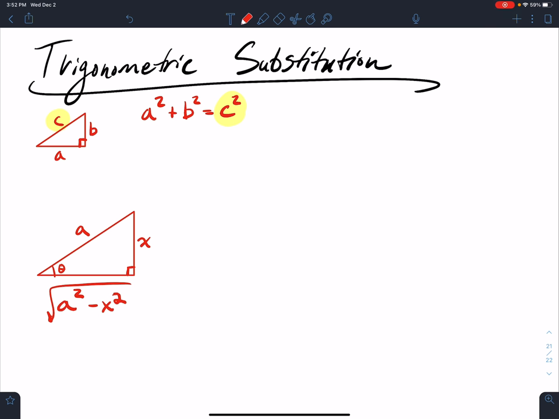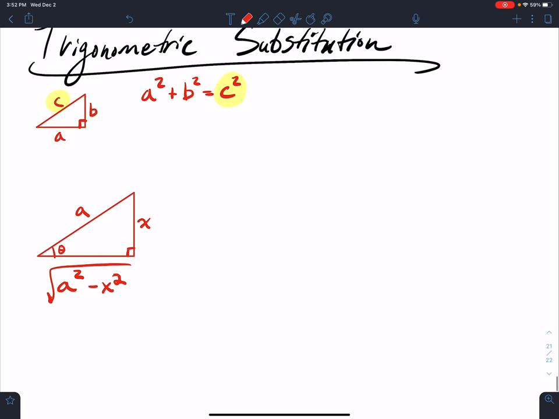some variable. So if I see a scenario like this where I have like 9 minus x squared, okay, my substitution for this triangle is sine of theta. Now remember, sine of theta, sine is opposite divided by hypotenuse, so this is equal to x over a. That's my substitution there. All right.